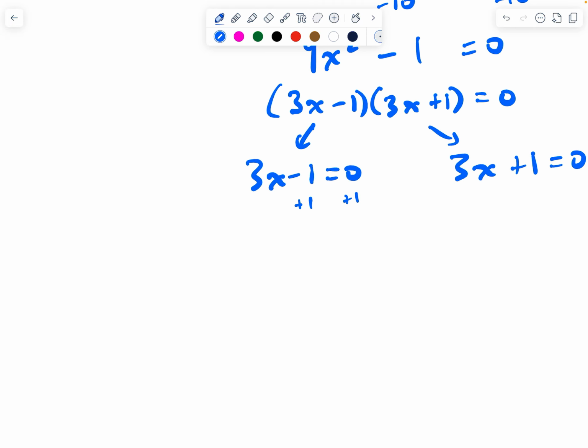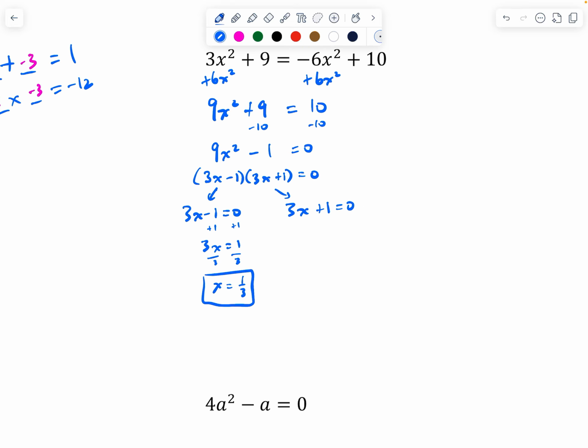So we add 1 to both sides here. We've got 3x equals 1. And then we divide both sides by 3. And we get x equals 1 over 3.